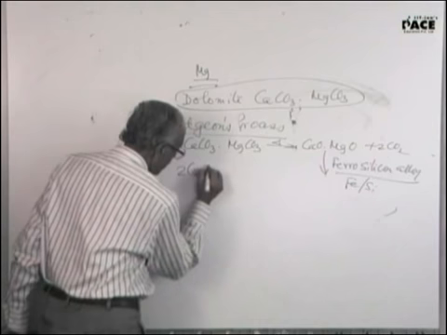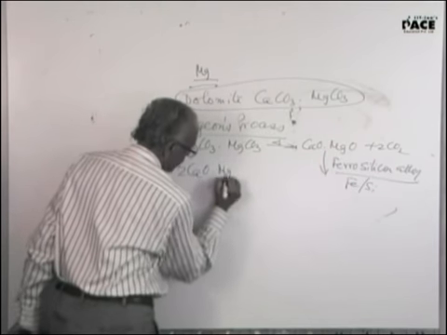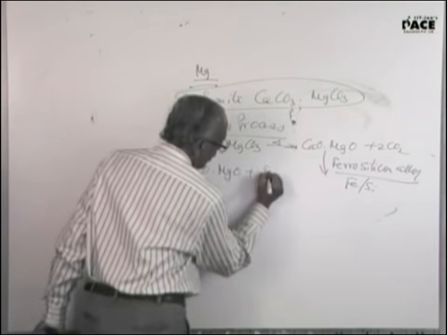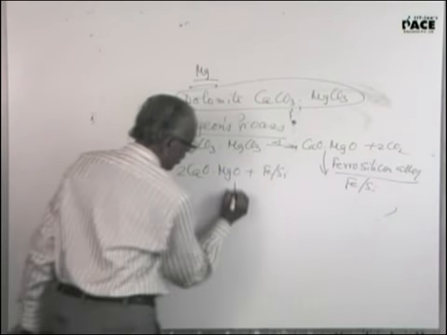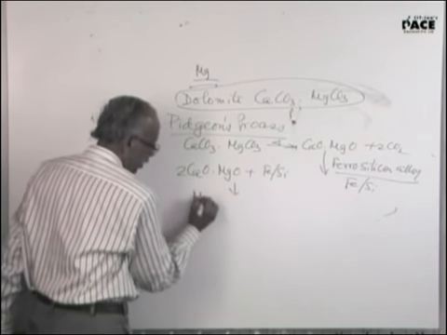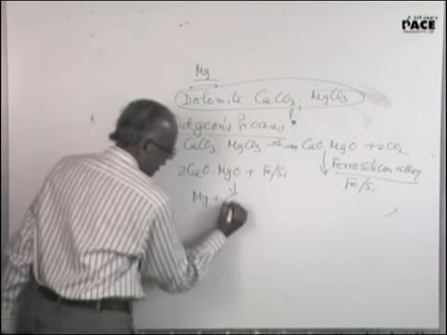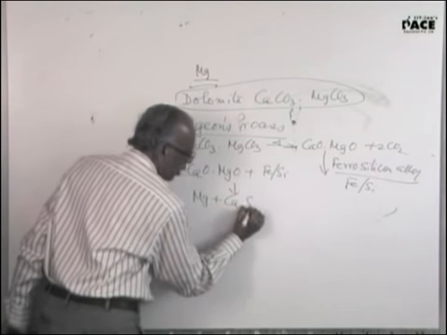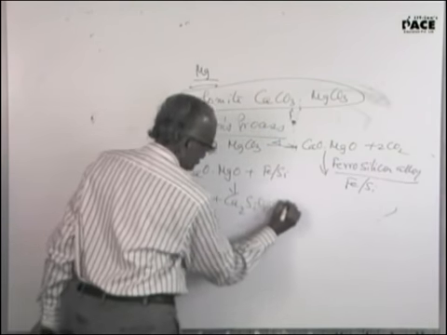2 moles of calcium oxide dot magnesium oxide plus iron ferrosilicon gives you magnesium, calcium orthosilicate and iron.